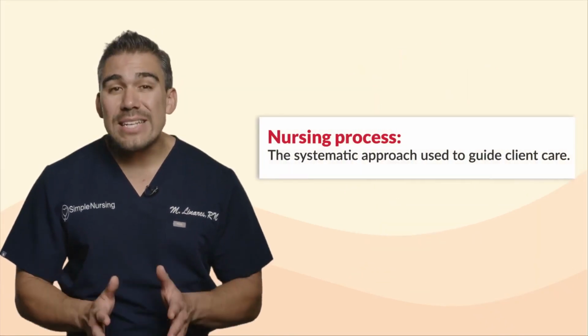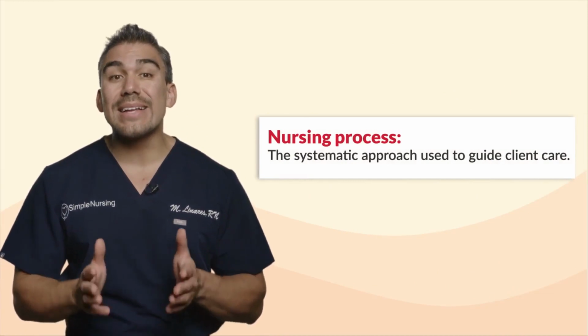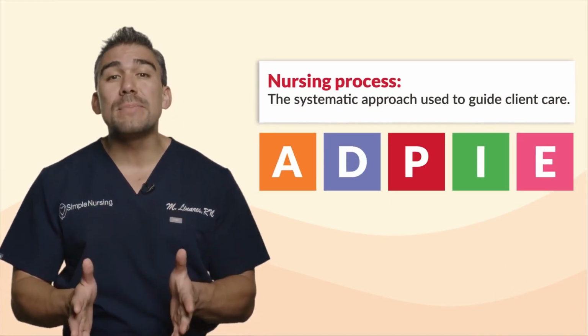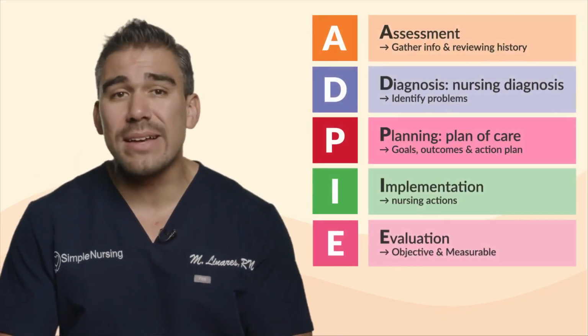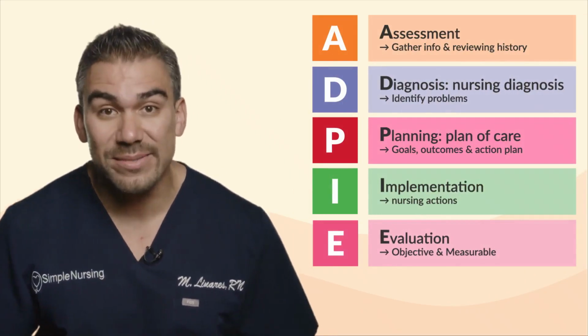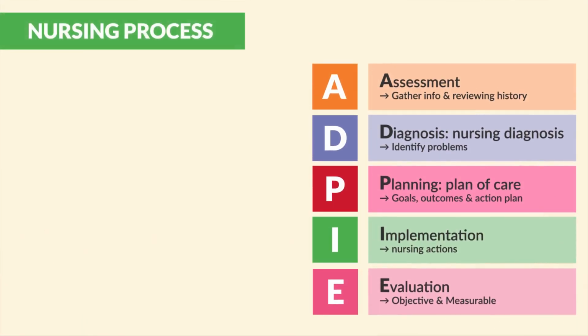So be sure to write this down. Nursing process is a systematic approach used to guide client care. Now, there are 5 distinct steps that must be in order. And trust me, exams and the NCLEX love to test you on this time and time again. So write this down. We use the common memory trick ADPI.